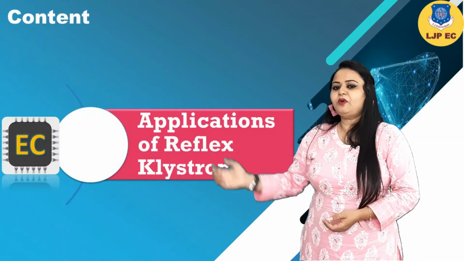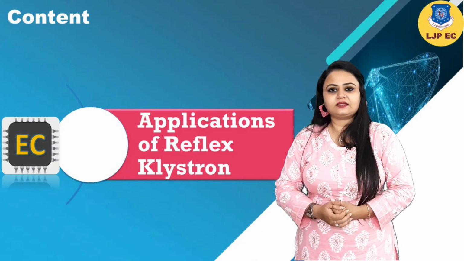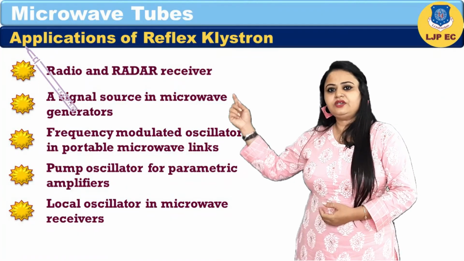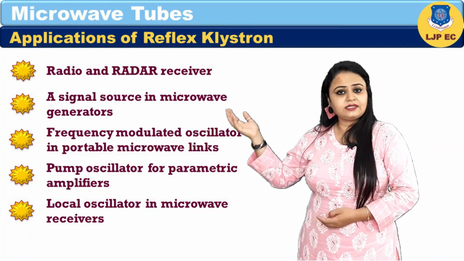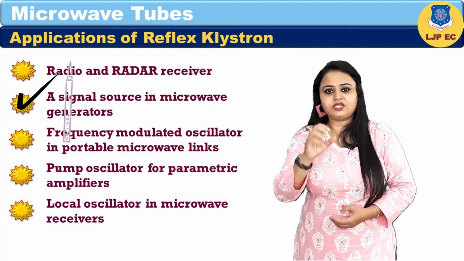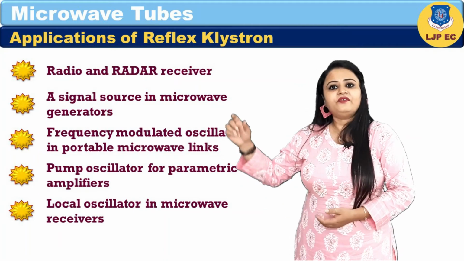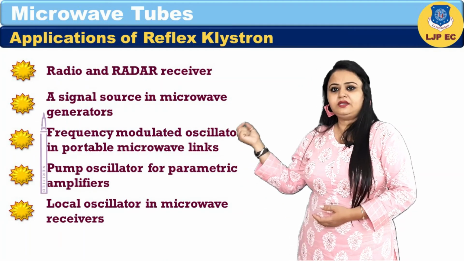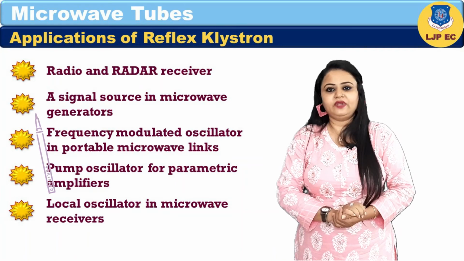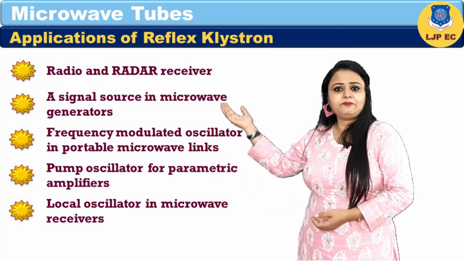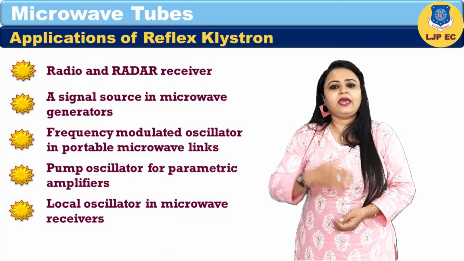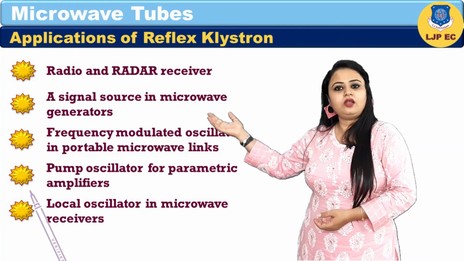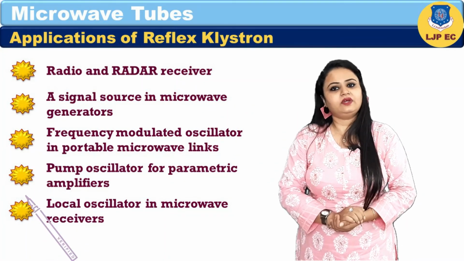Now let us see some of the applications of reflex klystron. They are used in radio and radar receivers. It is also used as a signal source in microwave generators, and in frequency modulated oscillators in portable microwave links. It is used as pump oscillators for parametric amplifiers, and sometimes they are used as local oscillators in microwave receivers.